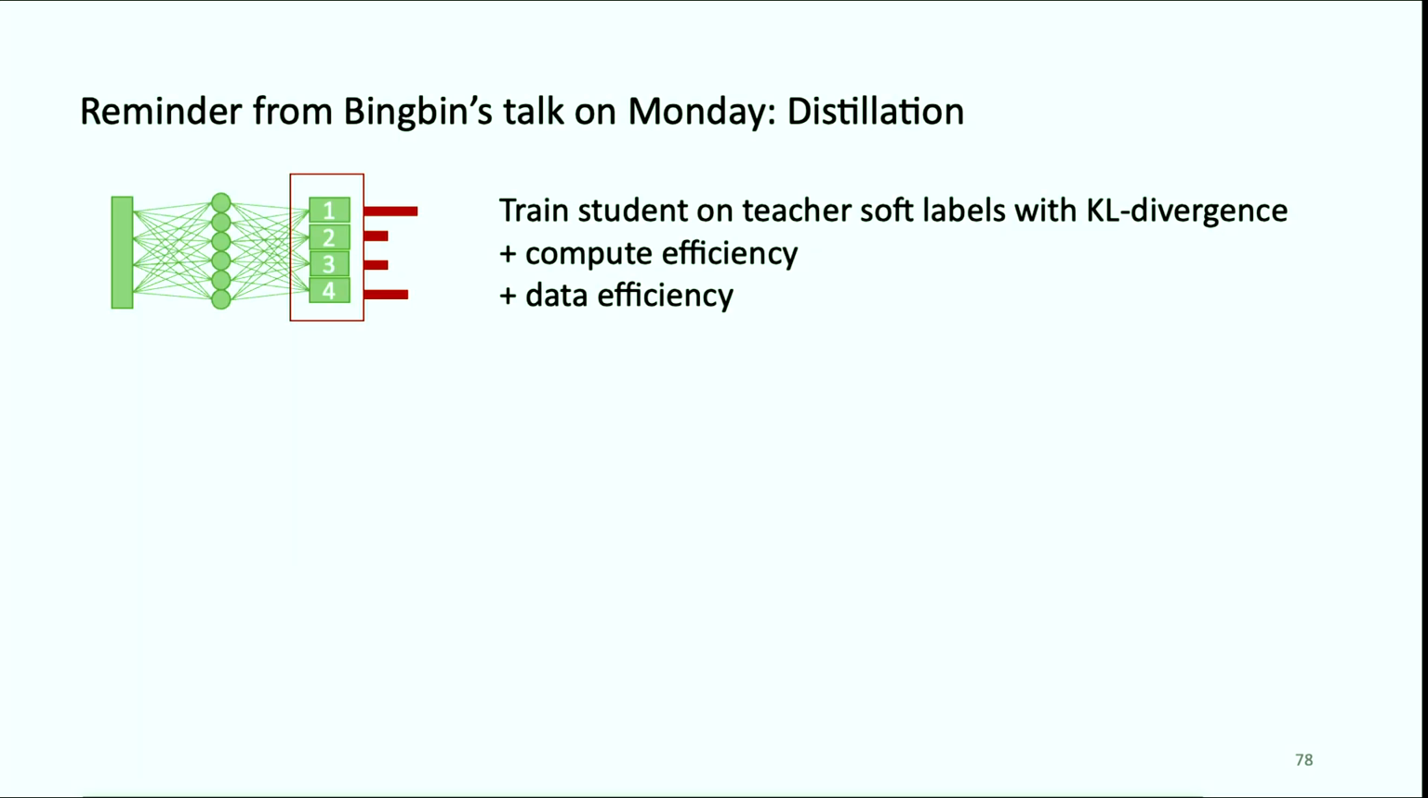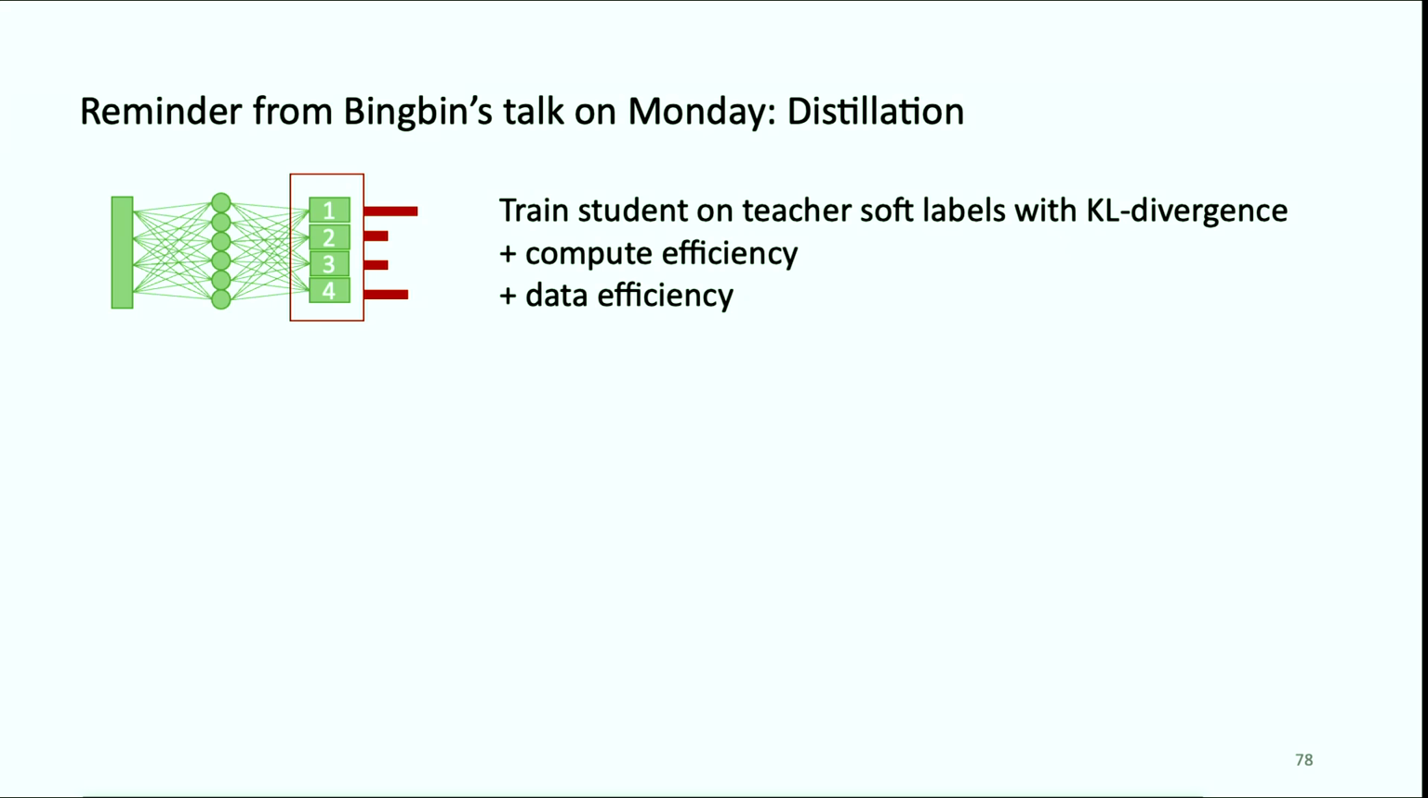As a reminder, there was already this nice talk by Bingbin on Monday about distillation, where she explained the idea that instead of directly training from scratch with your data, you train a student on a teacher that already learned a given concept with soft labels, so the full vector in this classification task, so that you can achieve compute efficiency, so you're training faster, or you need less data, or, like in the case of knowledge distillation, you want to train a smaller model.